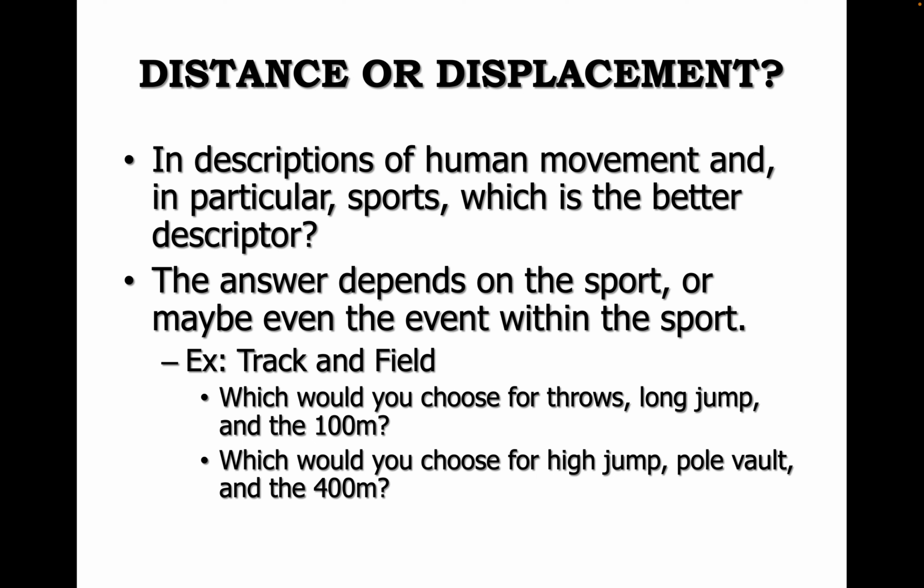But then you've got to go up and over a bar, okay? So here is where the path traveled in the air is a bigger deal. I need to figure out at what trajectory angle I need to launch myself off the ground so I go through the air and over the bar. So in the high jump and pole vault cases, this is where distance would be better. Displacement would be better for these top three.